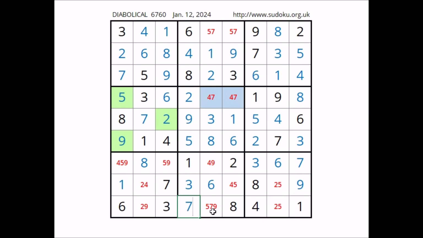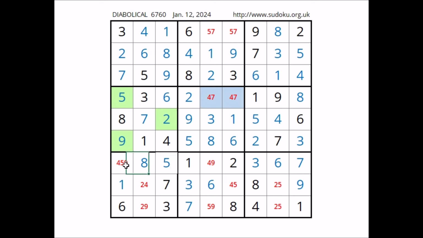Okay, we have 7 here in this place. 5 and 9 are the options. For the moment, 5 and 9 here. Take a look, we have 9 in this place of this column, in this place has to be number 5.